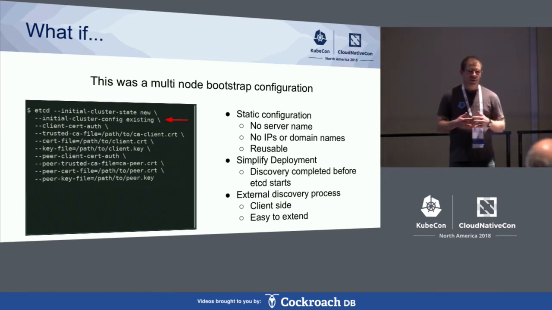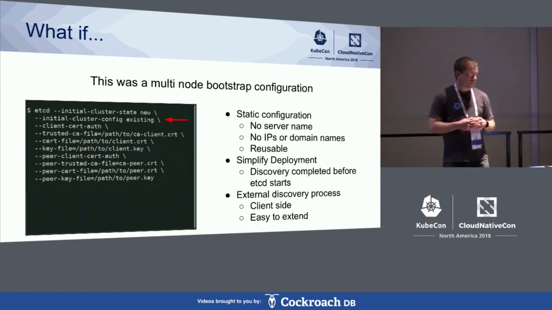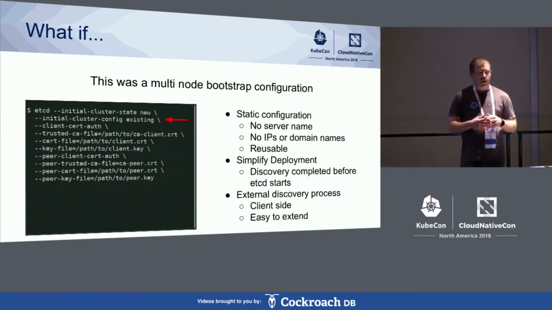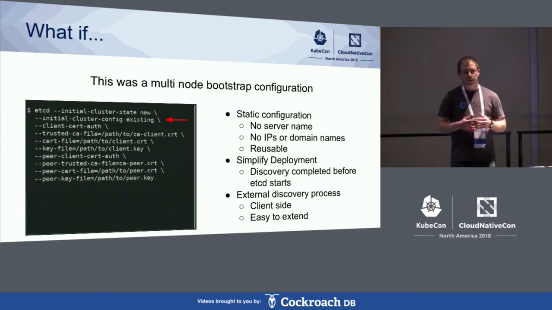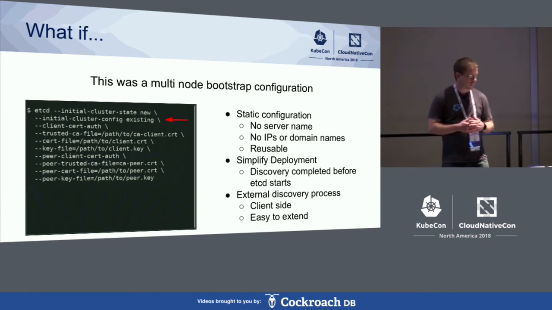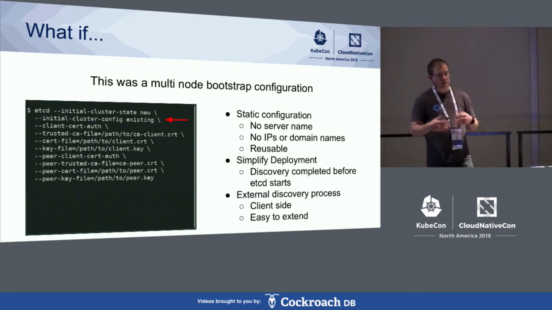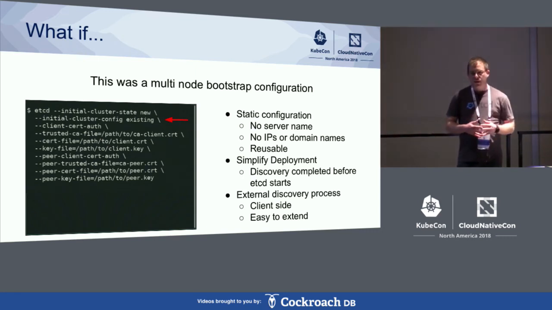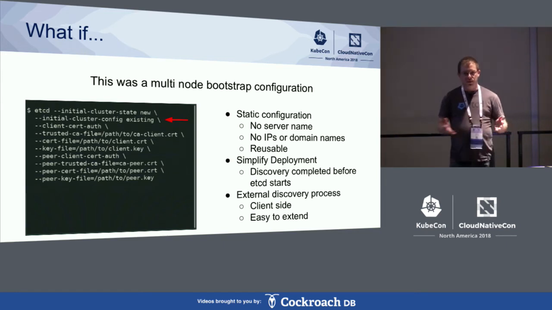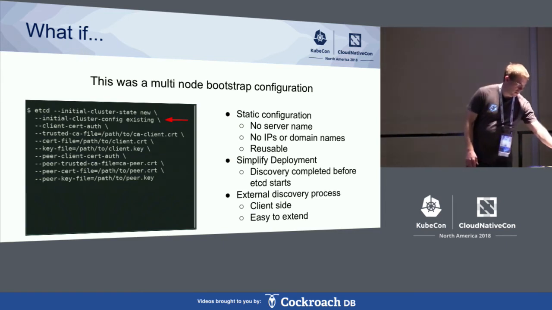When you are deploying this config, you don't have to worry about the values. And the reason why is because the discovery has already occurred before etcd even starts. So this is done on the client level. And by having the code on the client side, it's easier to extend, right? So if you want to write your own discovery, it's not that big of a deal because the server doesn't have to support it. So let's go through how that works.